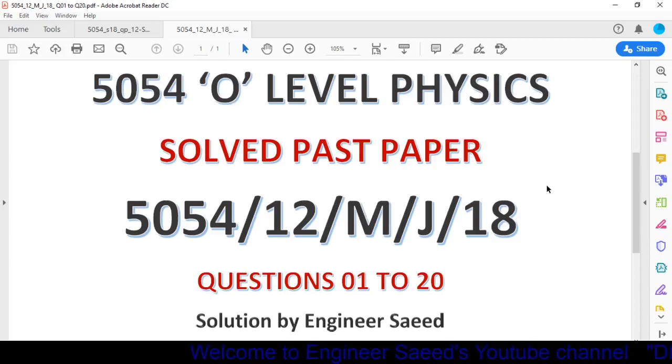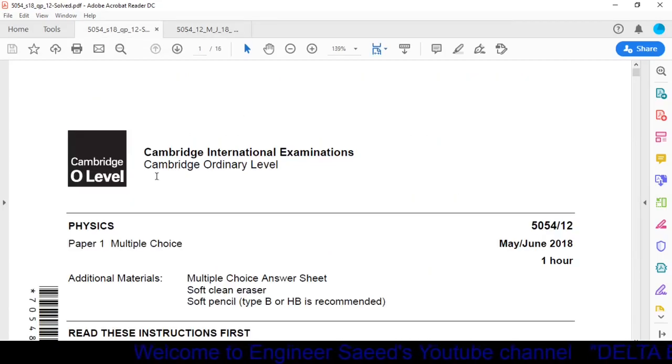Today we are going to solve O-Level Physics 5054 Paper 1 Variant 2 May June 18 and questions from 1 to 20. Okay, it is O-Level Physics 5054 Paper 1 Variant 2 May June 18.